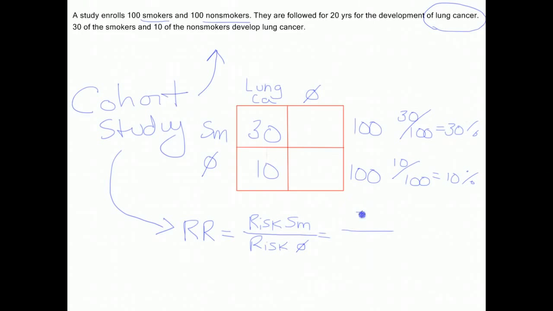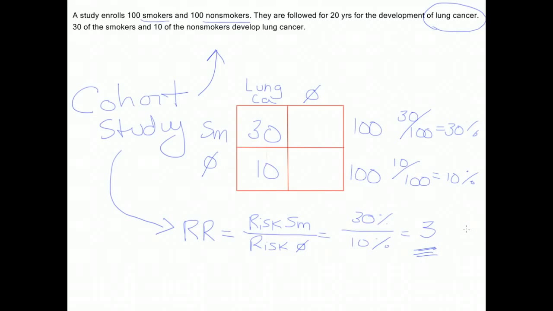The risk in the smokers is 30%. The risk in the non-smokers is 10%. And really you should express this as a decimal, so 0.3 divided by 0.1. And when you do that, your relative risk comes out to 3. So people who smoke are 3 times more likely to develop lung cancer in this particular study than people who don't smoke. It's as simple as that.